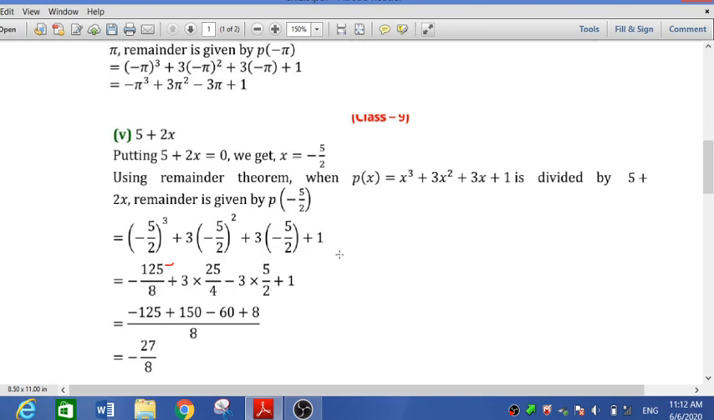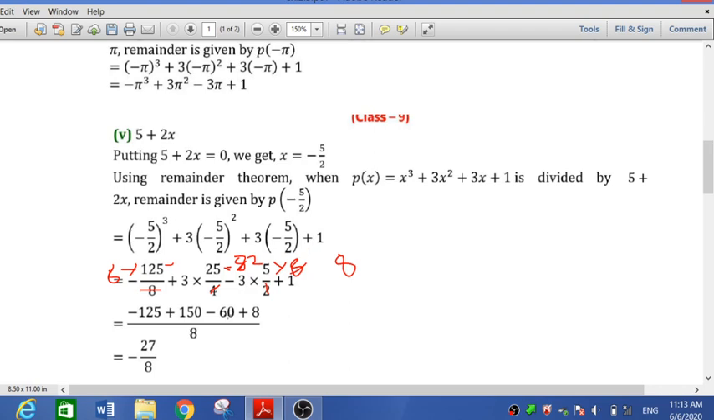Now the LCM is 8. So I have to multiply each term with 8. If I multiply the first term with 8, the 8 cancels, so 125. In the second term, again multiplying with 8, 4 twos are 8, so 25 twos are 50, 50 threes are 150. Again multiply by the LCM 8. In the third term, 2 fours are 8, so 5 fours are 20, 20 threes are 60.